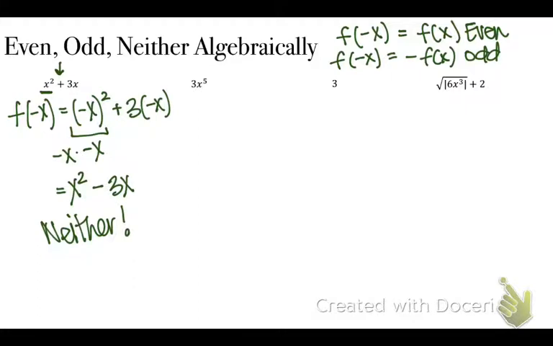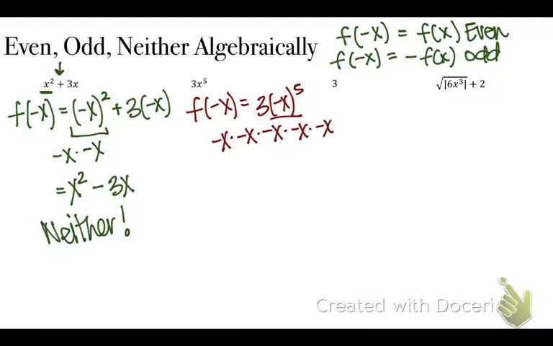Okay. This one, if I plug in negative x, I get 3 times negative x to the 5th. Well, this negative x to the 5th, I have negative x times negative x times negative x times negative x times negative x. Negative negative is a positive, times a negative is a negative, times a negative is a positive, times a negative is a negative. So this is going to leave me with 3 times negative x to the 5th, which is negative 3x to the 5th. So that is completely opposite of what we started with. It switched signs, right? So this would be an odd function.